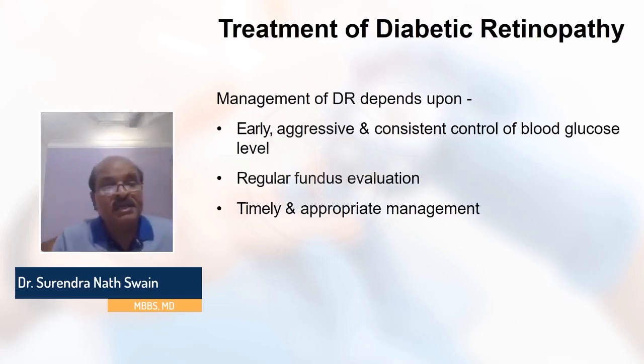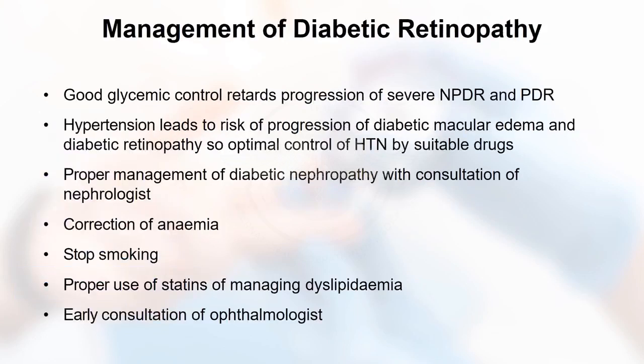Treatment of diabetic retinopathy. Management of diabetic retinopathy depends upon early, aggressive, and consistent control of blood glucose. It is very fundamental that euglycemia, normoglycemia, is very, very important to reduce and regress diabetic retinopathy. Regular fundus evaluation is necessary to see the progress. Timely and appropriate management is the hallmark of diabetic retinopathy management. Good glycemic control retards progression to severe non-proliferative diabetic retinopathy and proliferative diabetic retinopathy.